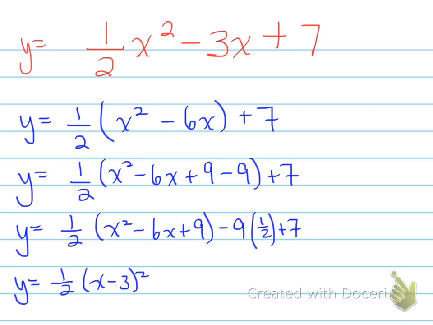plus 7 is going to be plus 5 over 2. So again, it will be 1/2 times (x minus 3) all squared plus 5 over 2. Now some of you are wondering, how is it 5 over 2?